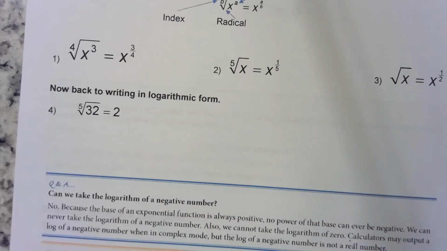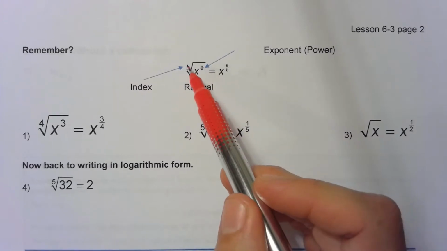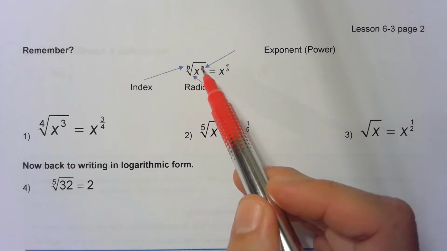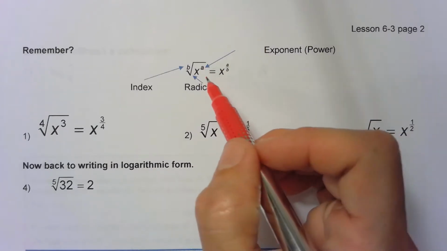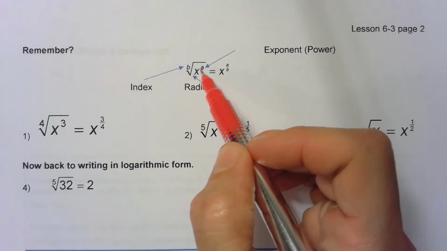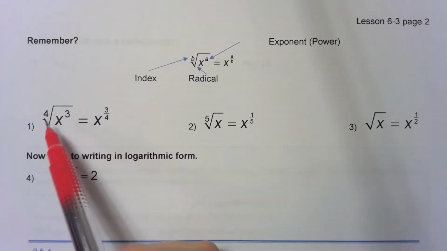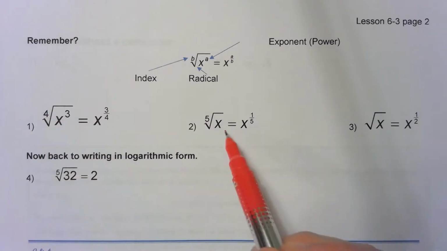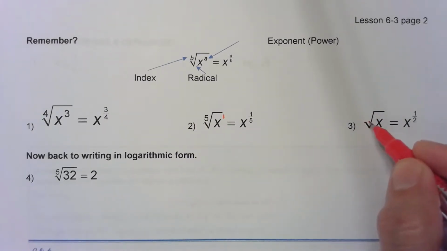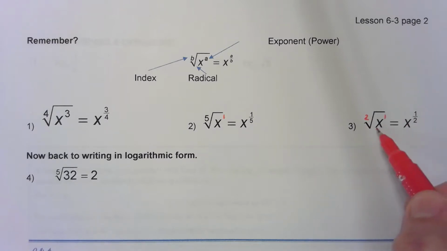Let's review just a little bit about what it means to have a fraction as an exponent. Remember, this is your index, the tiny number outside the radical, this is your radical, this is the base inside the radical, and this is your exponent or your power inside the radical. If you were to rewrite this expression as something to an exponent, it would be x to the a over b. Your index is always the denominator. Okay, so just a few little examples for you. This one would be x to the 3/4. This is x to the 1/5. This one you can't see what the index is. Anytime you can't see an index, it's understood to be a 2. If you don't see an exponent, it's understood to be a 1. So this is x to the 1/2, which is the same thing as a square root.